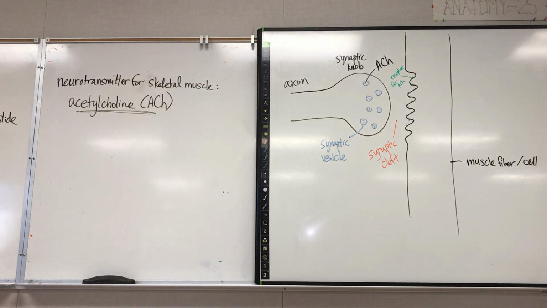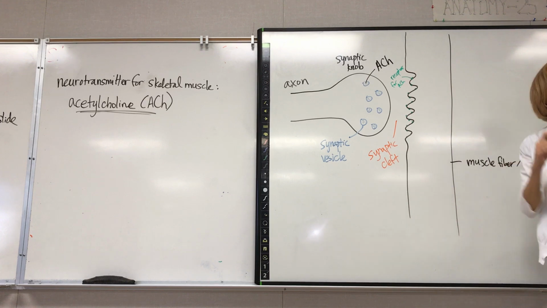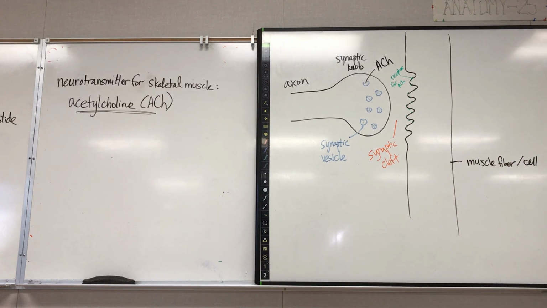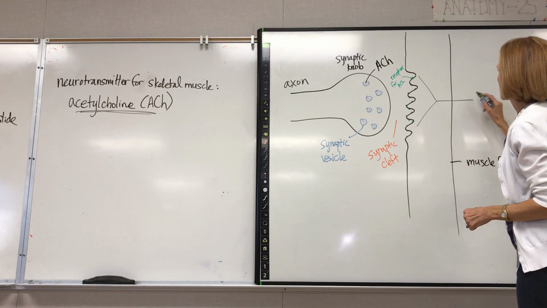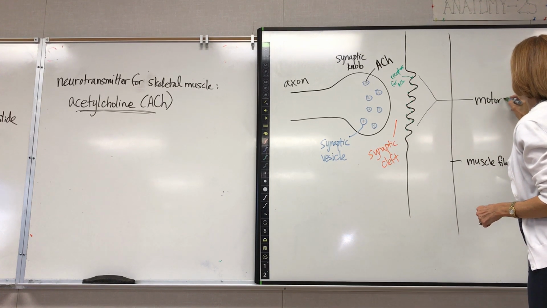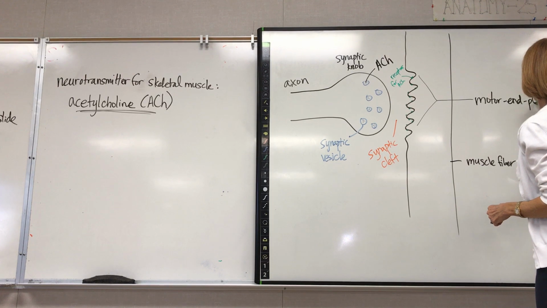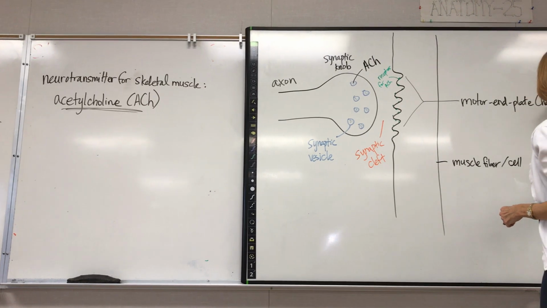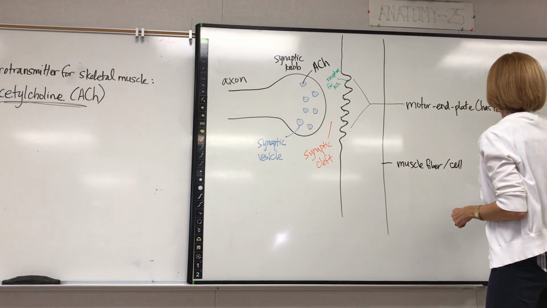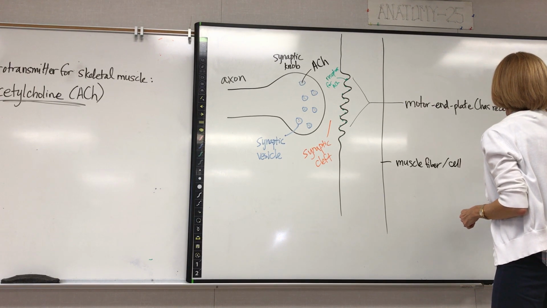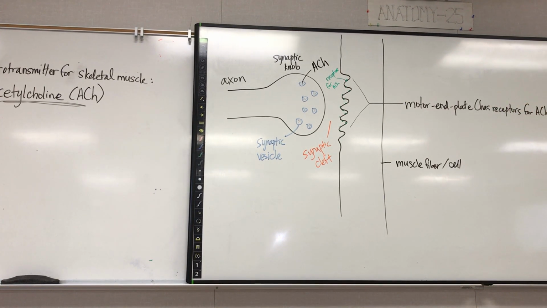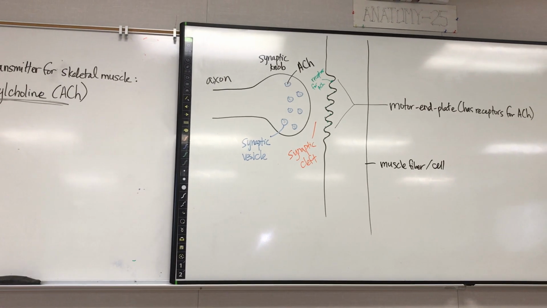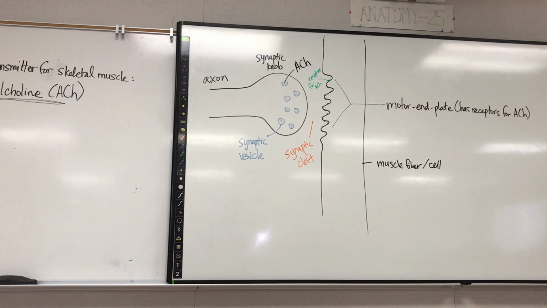Okay, and this part of the sarcolemma that's all folded has a special name. It is called the motor end plate. Okay, motor end plate. So it has receptors for acetylcholine. That is basically what the neuromuscular junction looks like.